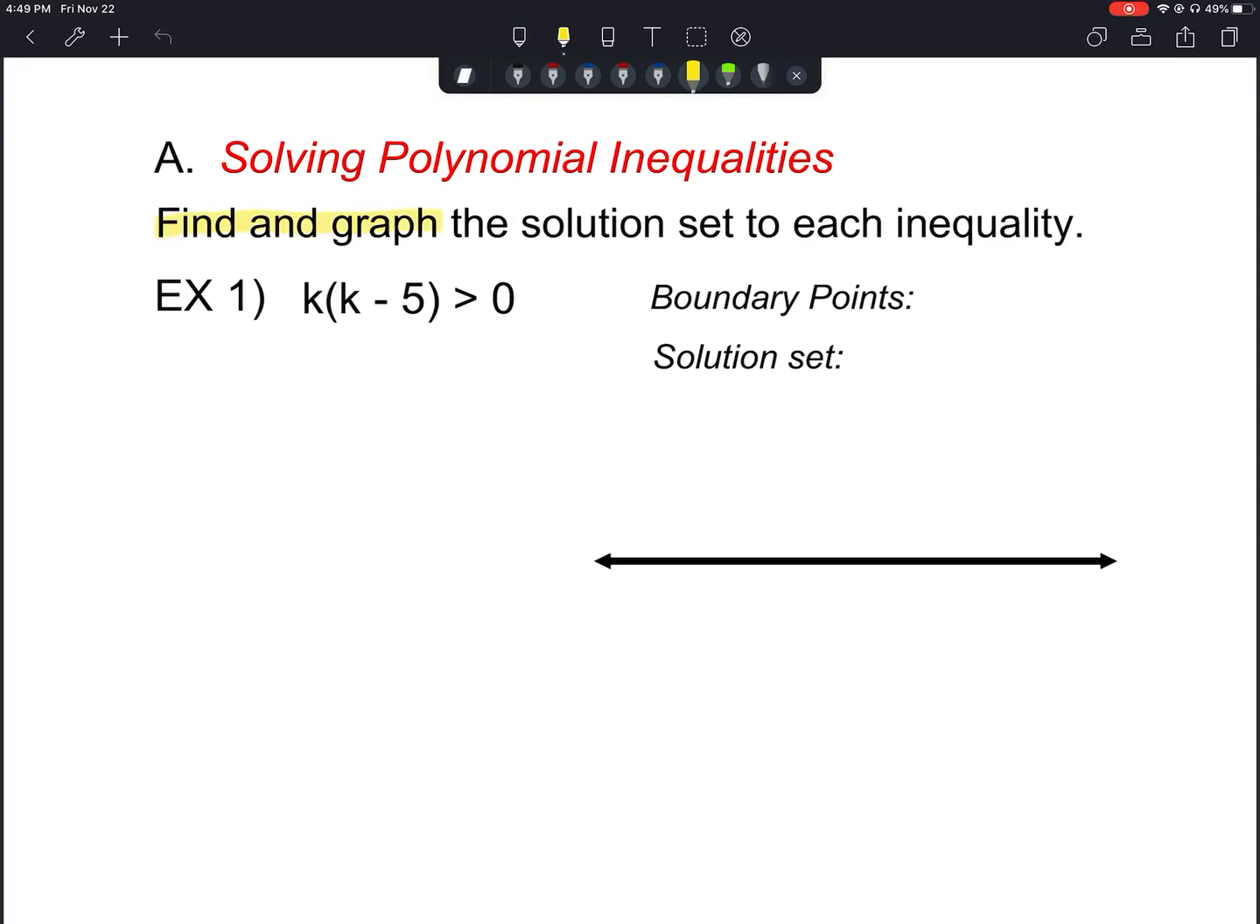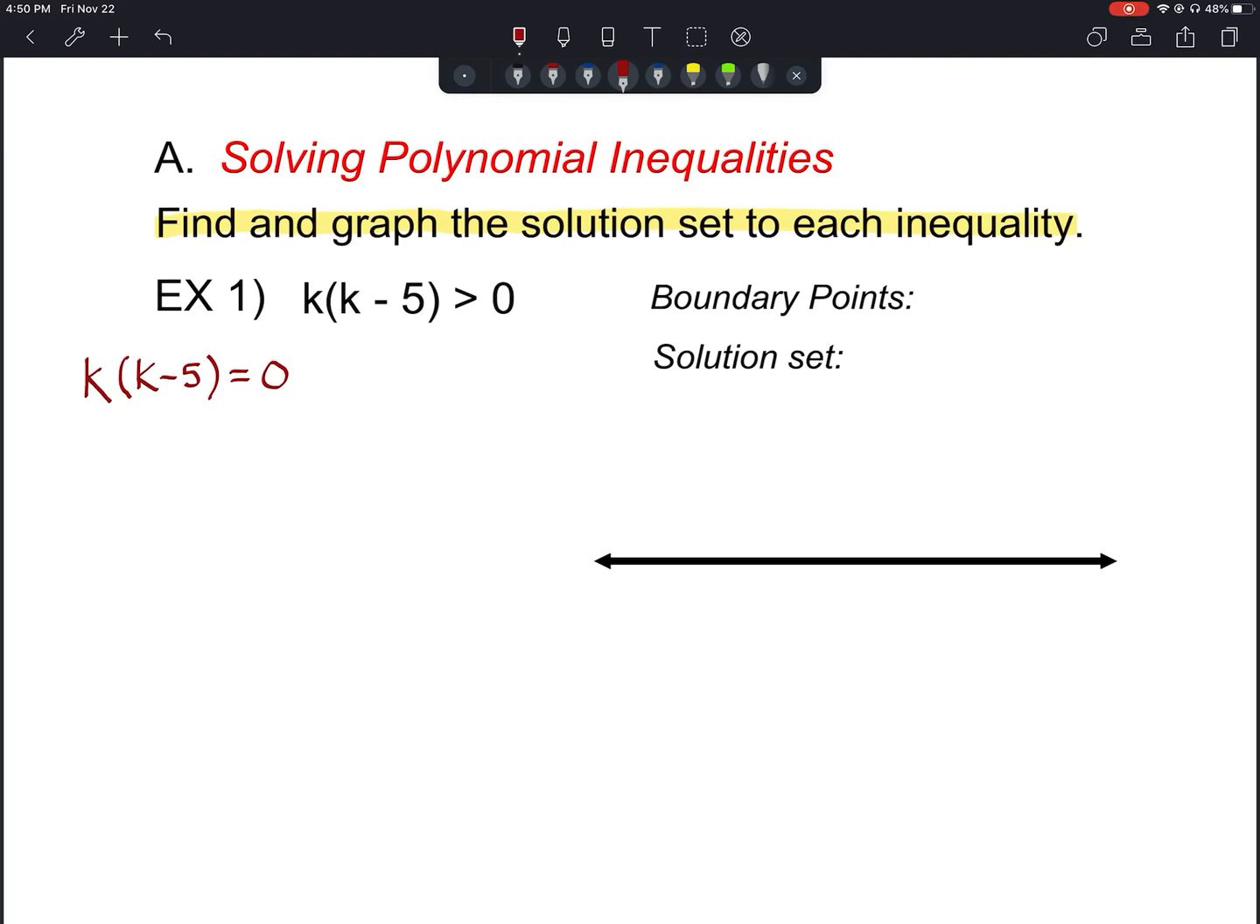The directions here state: find and graph the solution set to each inequality. We have here k times the quantity k minus 5 is greater than 0. The first thing we're going to do, just like it said in those steps from the previous slide, is take k times the quantity k minus 5 and set it equal to 0. We're going to solve this like it's an equation first.